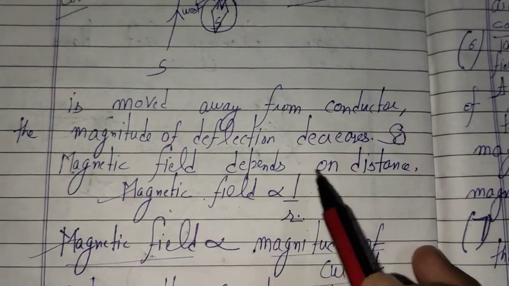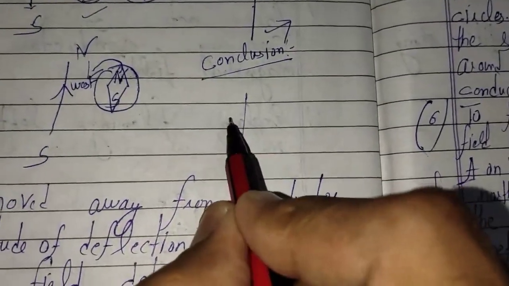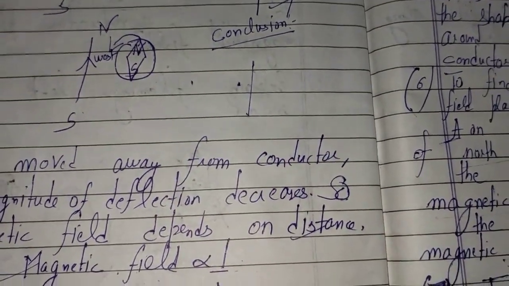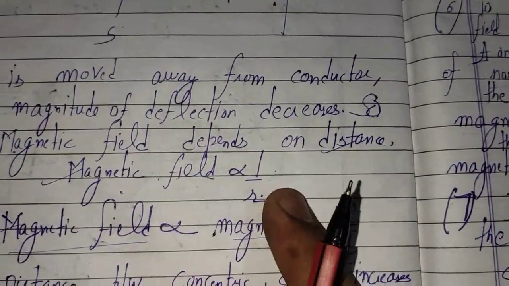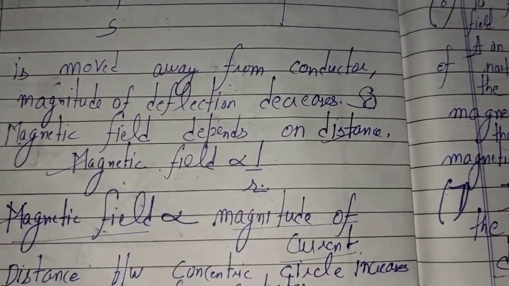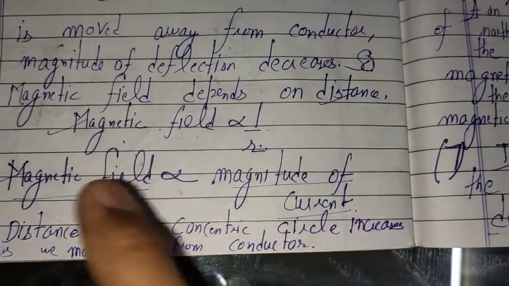Magnetic field also depends on distance. Near the wire, magnetic field is more, but away from the wire, magnetic field is less. So magnetic field is inversely proportional to R. If R is less, it is more. If R is more, it is less. If current is increased, magnetic field increases. If current is decreased, magnetic field decreases.